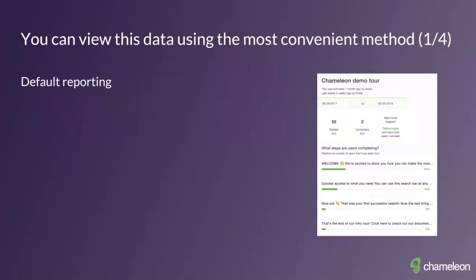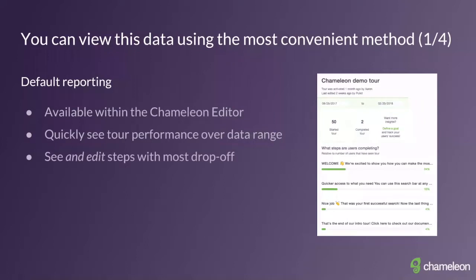One is the default reporting built within Chameleon. So from the sidebar, you can see for any tour what the overall start and completion is, and the drop off or completion at every step. Now, this is great because it's available whenever you're building a tour or editing a tour. It makes it very easy to quickly see performance over any date range.